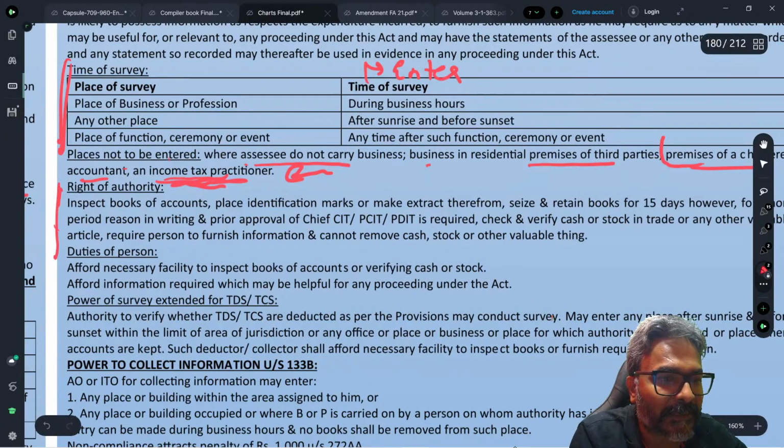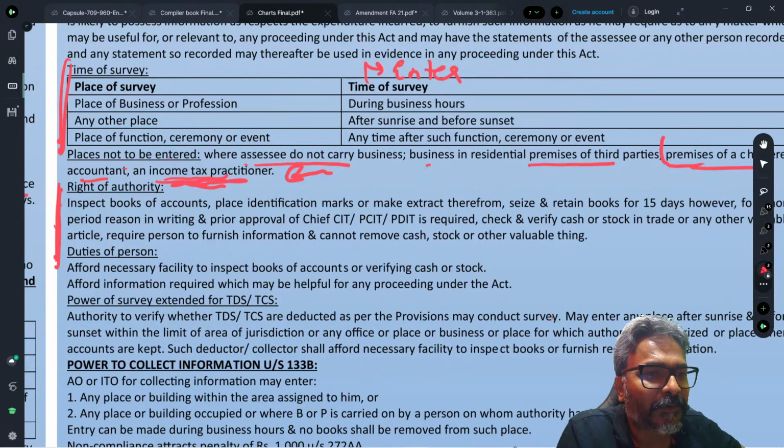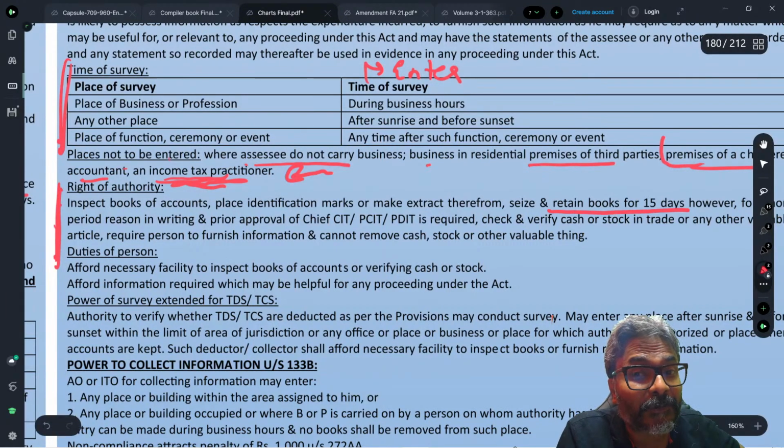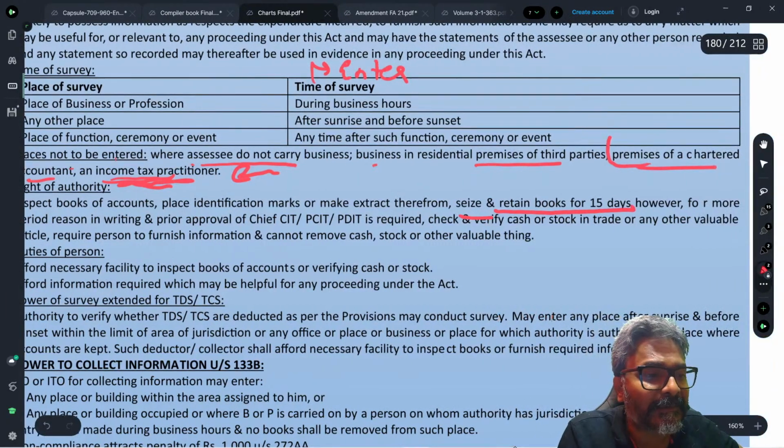Now, what is the right of the authority in this regard, students? For the purpose of doing the survey, what is the right of the authority? Can you see this right? The right in this particular case is that he can inspect the books of accounts. So the right available to him is definitely to inspect the books. And not only that, he can also seize and retain, same as in 131.